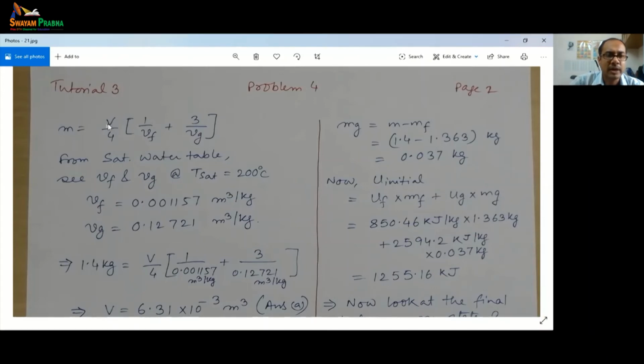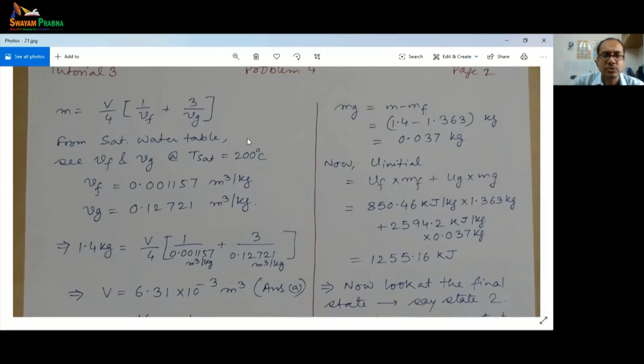To find capital V, you need to know small vf and small vg. From where will you get these? You will get them from the saturated water table, because this is a two-phase mixture. The temperature is given, it's 200 degrees centigrade. So we need to find vf and vg corresponding to T saturation equal to 200 degrees centigrade. Let's go and find those values.